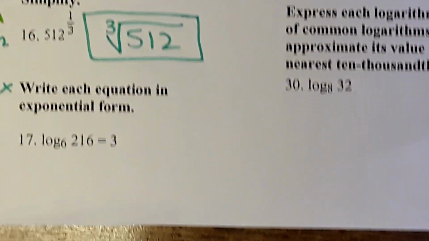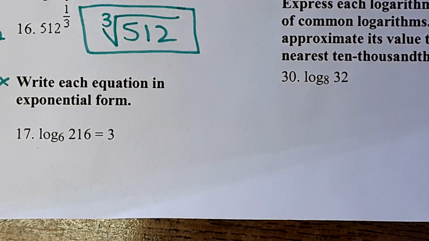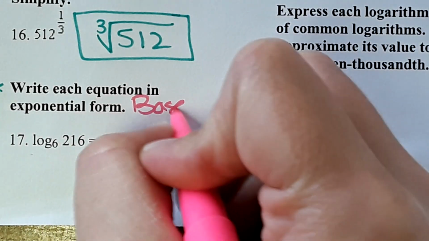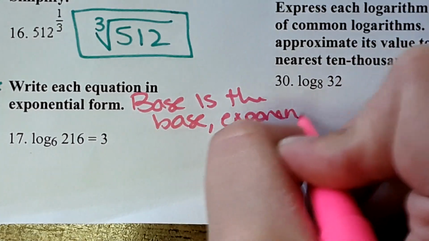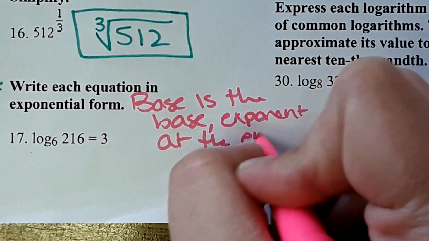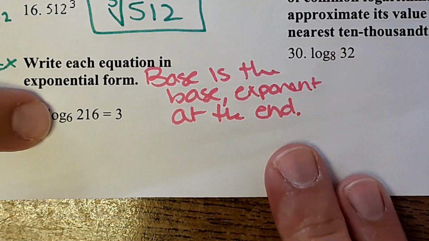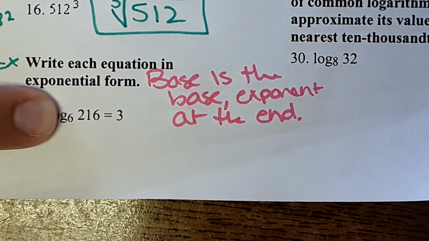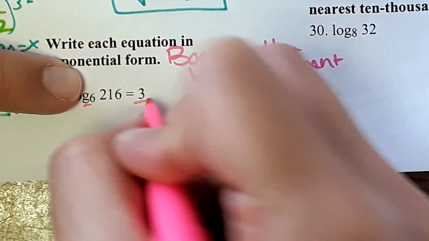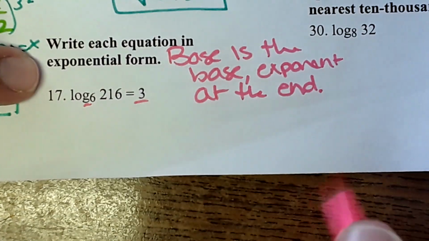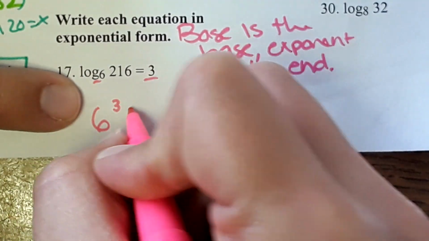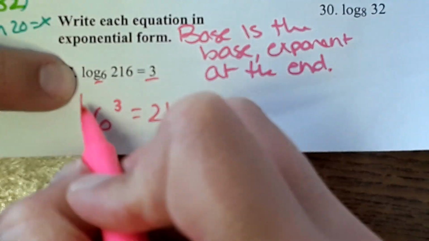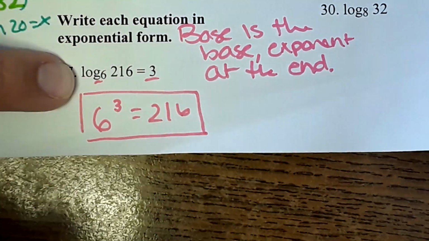Okay, next, you see a log. That's fun. We learned a saying that is going to help with a lot of these problems. The saying is: base is the base, exponent at the end. So this would be log base 6. So that 6 is the base, and the exponent's at the end. So it just wants us to write it in exponential form. We're just rearranging it. Base is the base, exponent at the end, equals 216. And that's what it's looking for there.